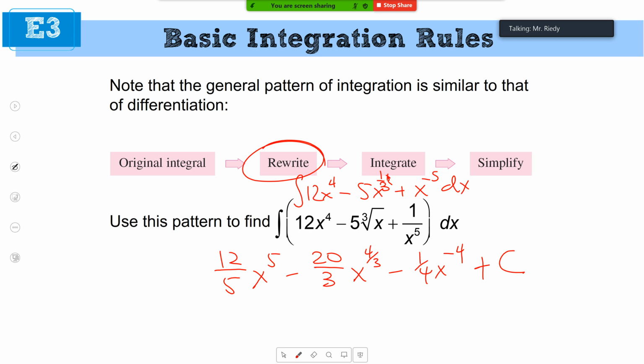Okay, so squiggly thing 12x to the 4th dx minus squiggly thing 5x to the 1/3 dx plus the squiggly thing x to the negative 5th dx. Okay, so then if we take this first one, raise the exponent by 1, is the 5th. That's good. And multiply it by the reciprocal, so the reciprocal 1/5. Okay, so I agree with this.